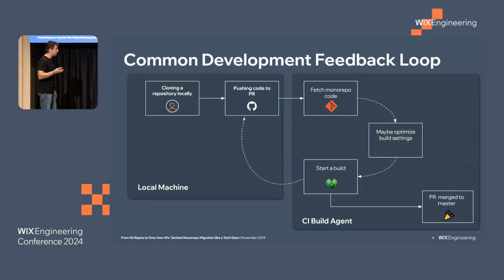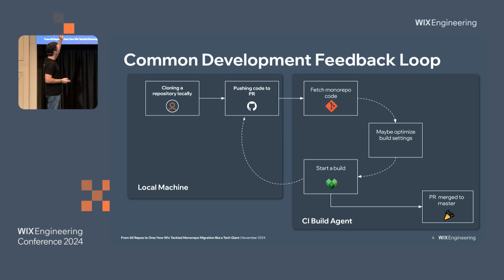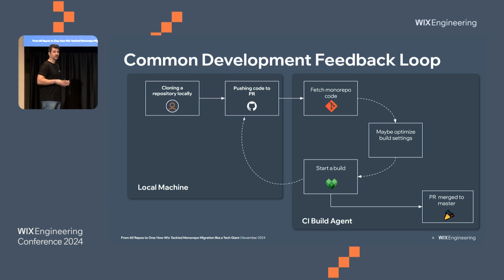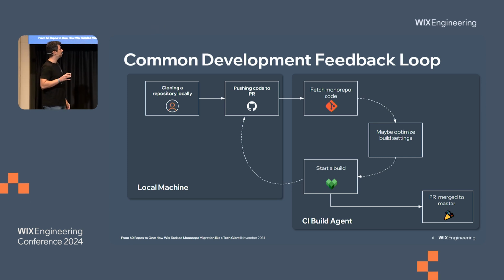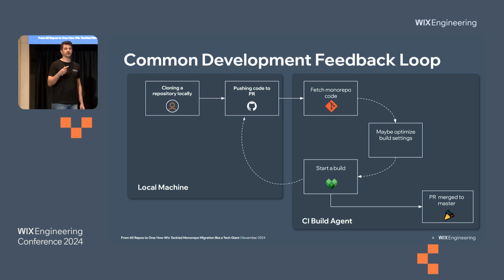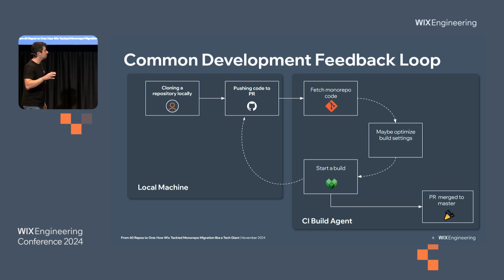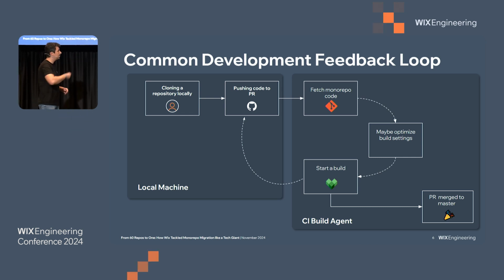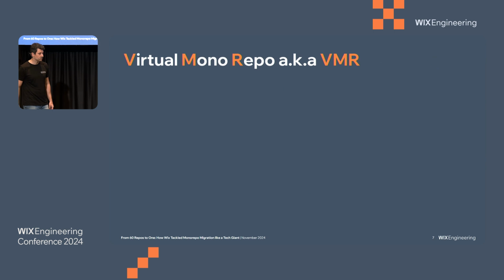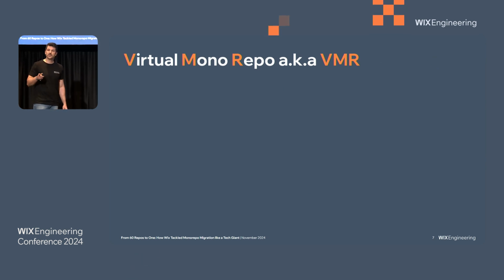Now let's talk about the common developer feedback loop. This is something that you should be familiar with. You clone a repository, you push your code to a PR after working locally, of course, and then on CI, you fetch the Monorepo code, not you, the build agent itself, fetch the Monorepo, maybe or maybe not, optimizing the build settings and starting a build. It's a rinse and repeat process until you're fine with it, all of your changes are inside, the build is green, and then PR and merging to master. I want to share with you what Wix is using today.